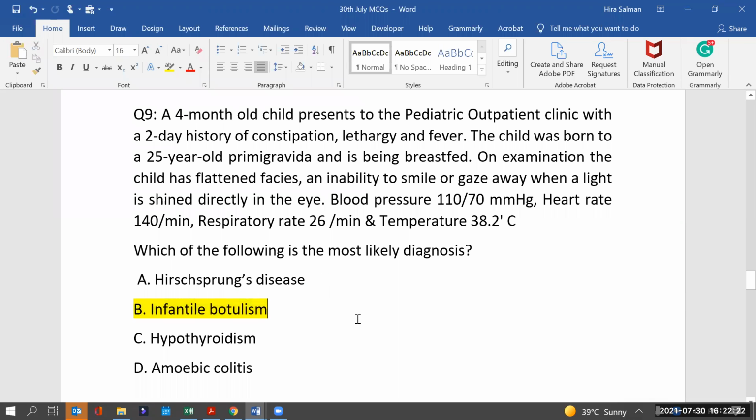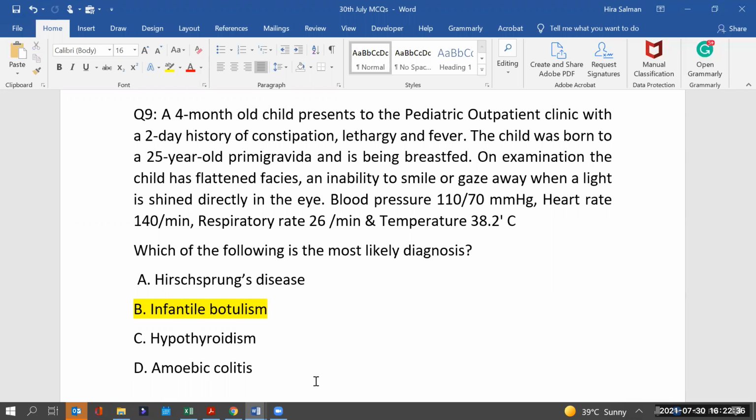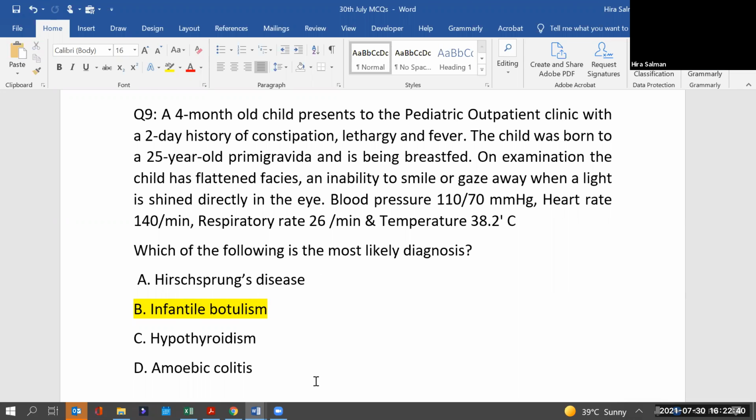Hira asks, are protozoa and amoeba the same? Amoeba is one of the protozoa that usually presents with dysentery. The patient must be having mucus diarrhea. That's a clear indication. I said amoeba is a protozoa. Yes, amoeba is a protozoa.